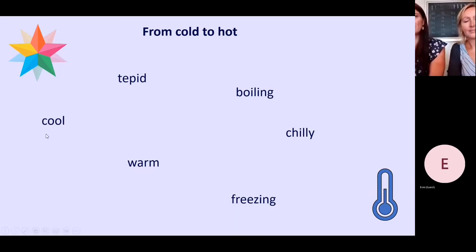Read the words out as well. Cool, tepid. I love that word, tepid, isn't it? Boiling, chilly, warm, freezing. And actually for adults with their children or students now, I think tepid is one of those words they wouldn't naturally use at the age of 9, 10, 11. But it's the kind of thing that does come up in the 11 plus, and we do want to be introducing them to words like that.